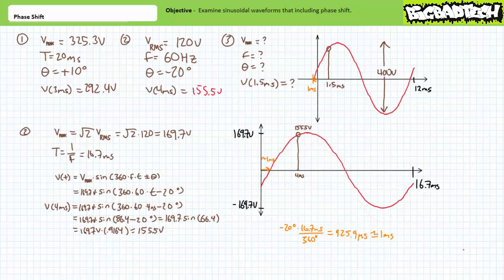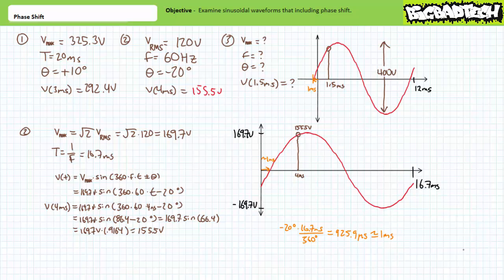The second waveform has an RMS, or effective value, of 120 volts, a frequency of 60 hertz, and a negative 20 degree phase shift. An effective value of 120 volts corresponds to a peak value of approximately 169.7 volts. Hopefully you did fall into this trap. Peak value is always greater than RMS. A frequency of 60 hertz corresponds to a period of approximately 16.7 milliseconds. And a phase shift of negative 20 degrees means it'll be shifted 20 degrees to the right or behind.